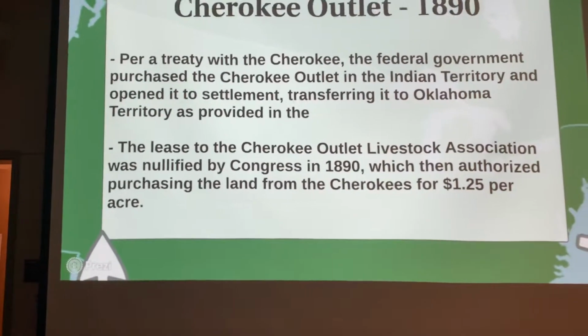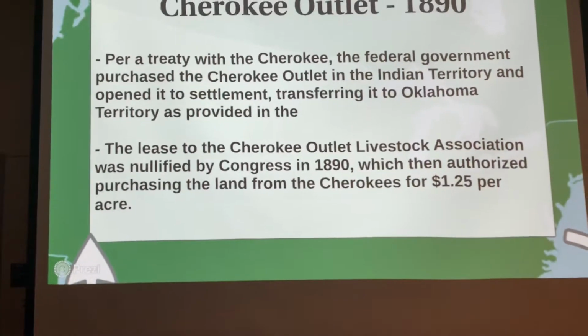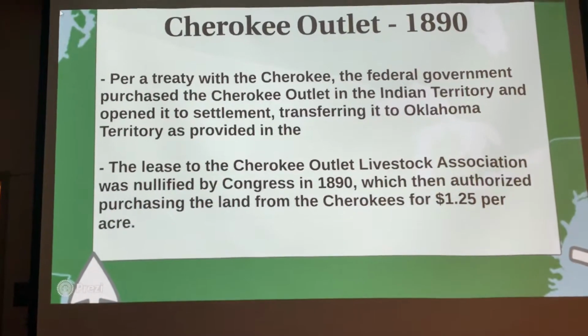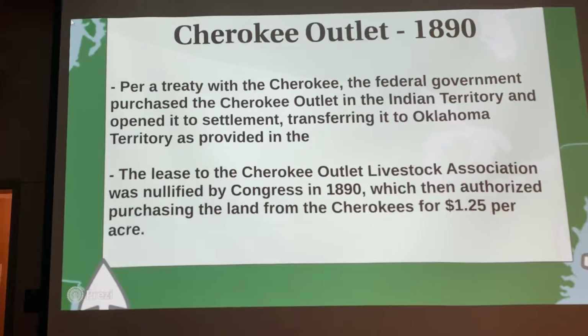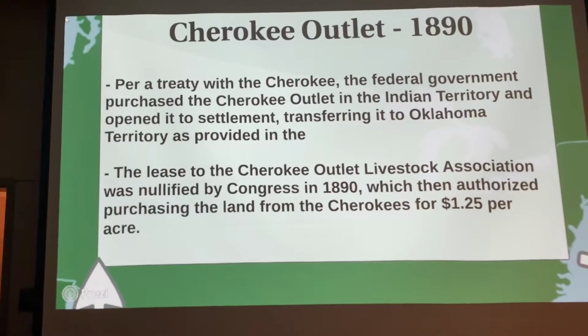And the lease to the Cherokee Outlet Livestock Association was then nullified by Congress in 1890, which then allowed them to acquire the land for $1.25 per acre. So this was a piece of land that they actually bought in 1890.